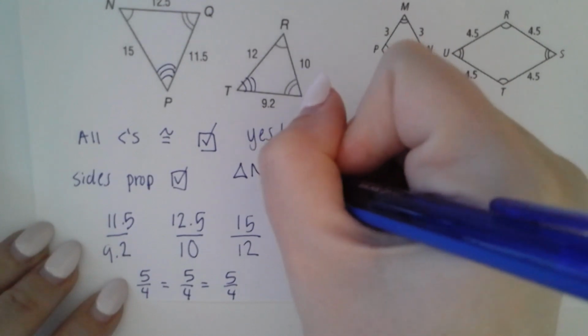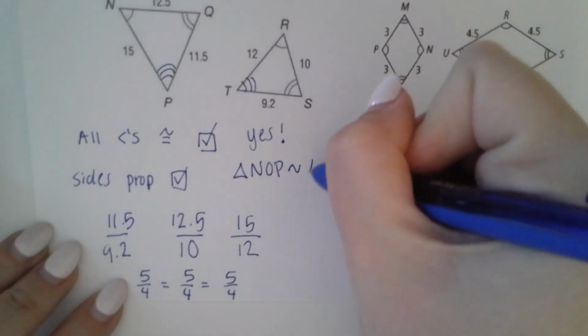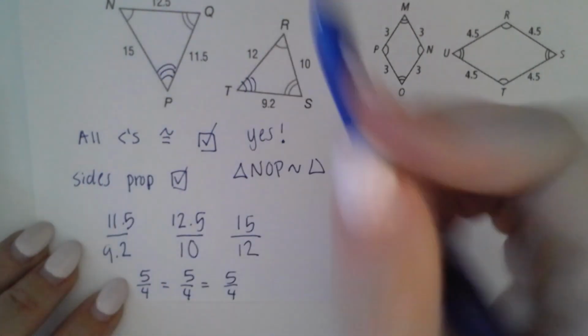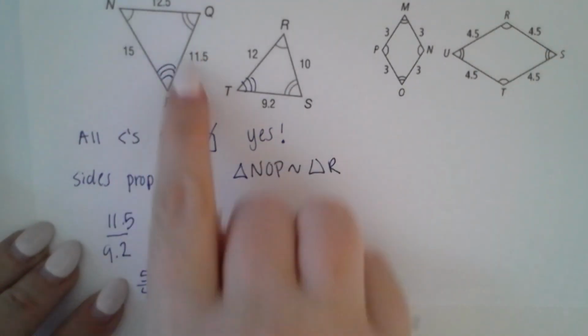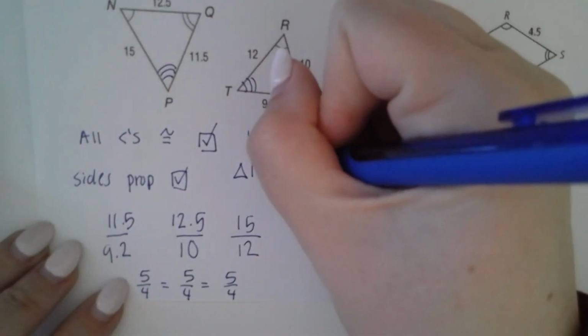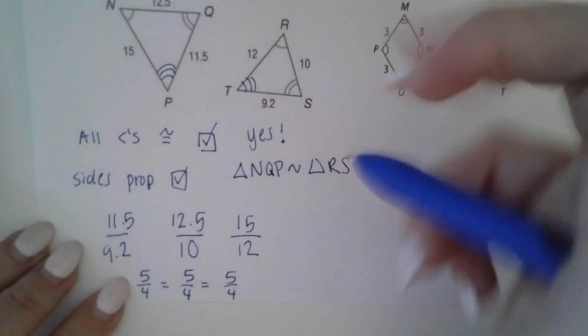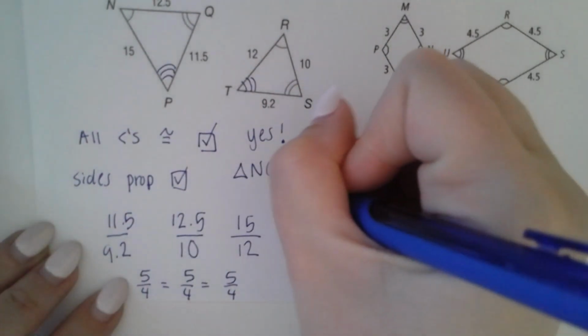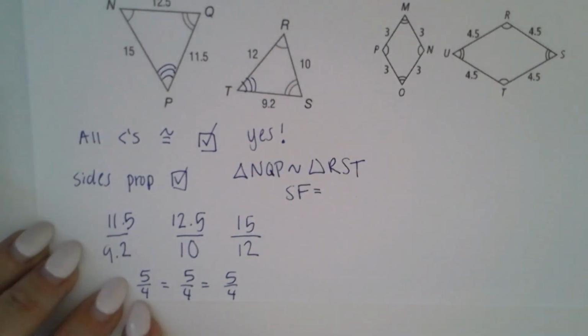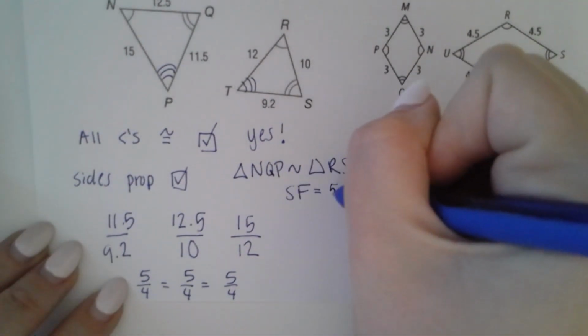Then we're going to write our statement. So triangle NOP is similar to triangle. Well, N matches with R. I guess this is Q, not O. Q matches with S, and P matches with T. And then our scale factor is the number that we have here, which is 5 over 4.